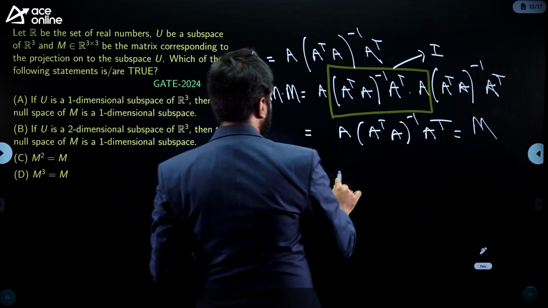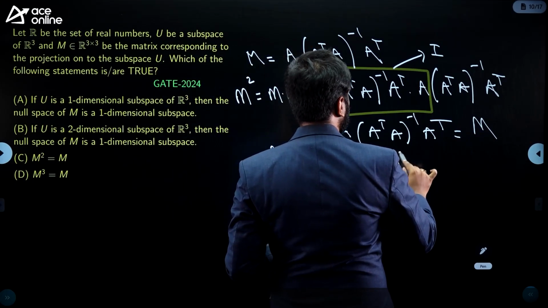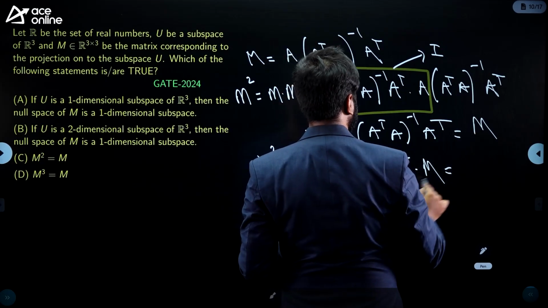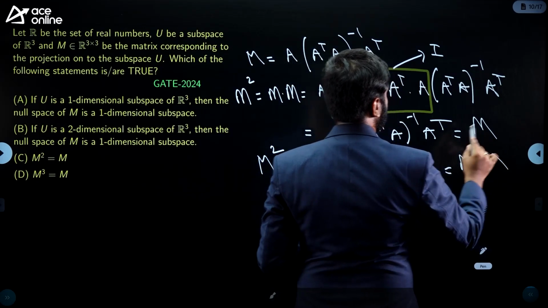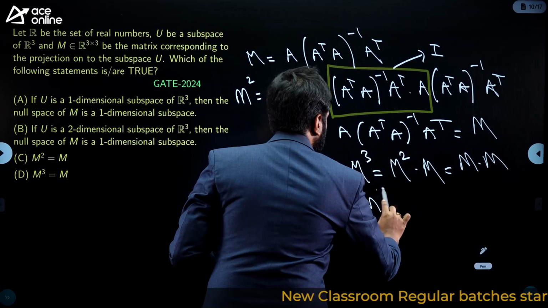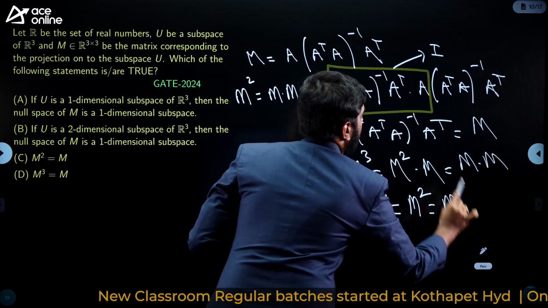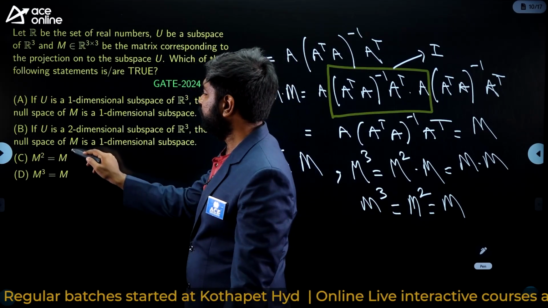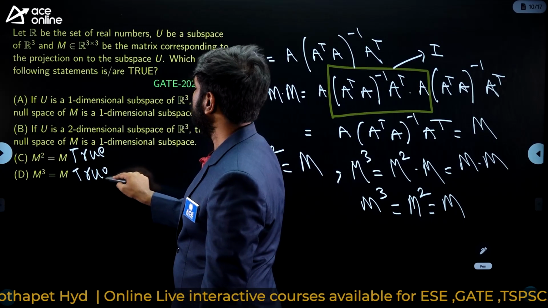If M square is M, let's see what happens to M cube. M cube can be written as M square into M. Just now we concluded that M square is M, so you can substitute that. So M into M. What is M into M? So M cube is M square, which is nothing but M. So that means M power 3 is again M. So this is true. This is also true.